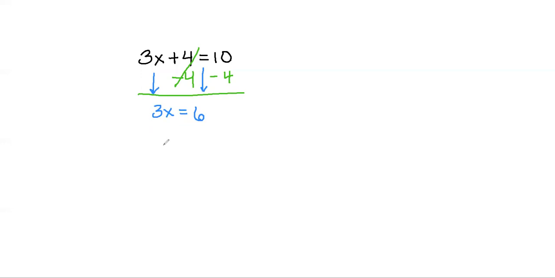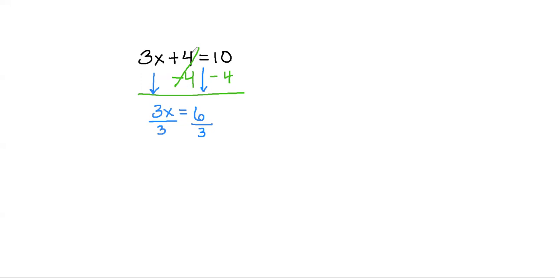And this is where we have to think about what to do, because with the plus 4, we did the opposite, which was minus 4. Well, what's the opposite when we're dealing with this 3? Remember we mentioned that the 3 and the x are being multiplied? Well, what's the opposite of multiplication? Division, right? So we're going to divide on both sides, where we're just going to put a division symbol, almost like a fraction, and we're going to put 3 under here. So we're going to divide by the same number.